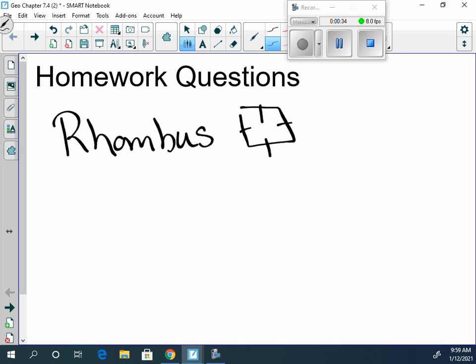So it has all the properties of a parallelogram. The opposite sides are congruent. Well, actually all sides are congruent. And the opposite angles are congruent. Not going to do square. We're talking about a rectangle.